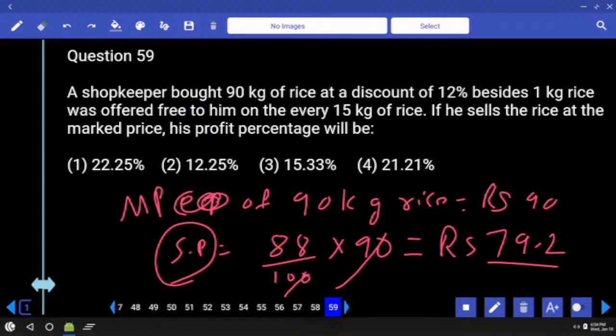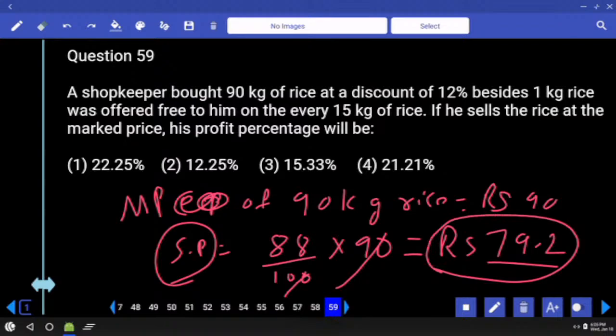క్వశ్చన్ అర్థం చేసుకోండి. వాడు మార్కెట్ నుంచి 90 kilograms రైస్ కొనుక్కున్నాడు. ఆ 90 kilograms రైస్ ఏదైతే కాస్ట్ ఉందో, whatever is the cost for that 90 kilograms rice, he took 12% discount on that. We are assuming that each kilo rice is rupee 1 and on that he is getting 12% discount. That means he has got 90 kilograms rice at 79.2.